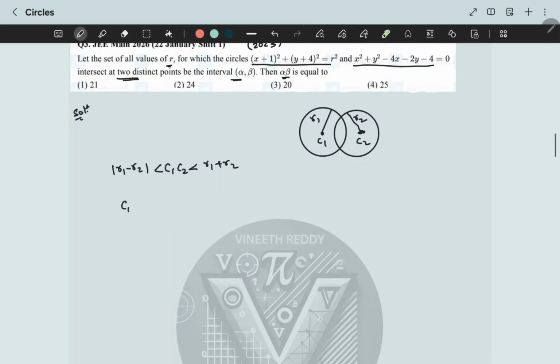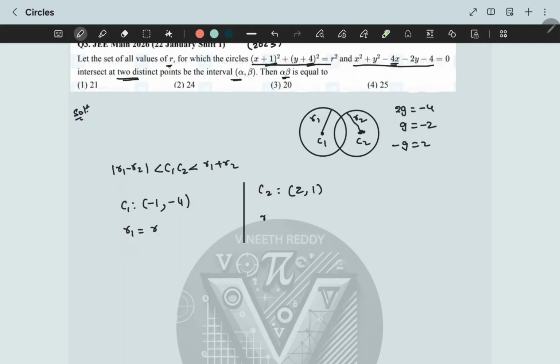Very, very simple. What is the center of the first circle? It should be minus 1 comma minus 4. What is the radius for the first circle? It is R. And for the second circle, what is the center, students? 2g is equal to minus 4, so g is equal to minus 2, so minus g will be equal to 2. So 2 should be the center x-coordinate. Similarly, the y-coordinate should be 1.